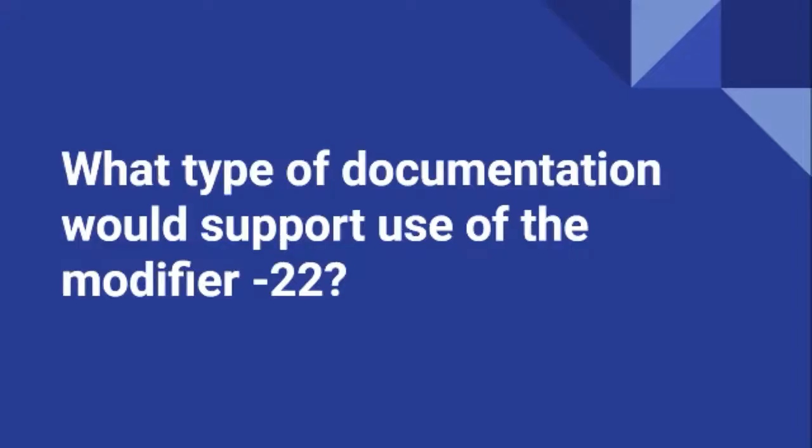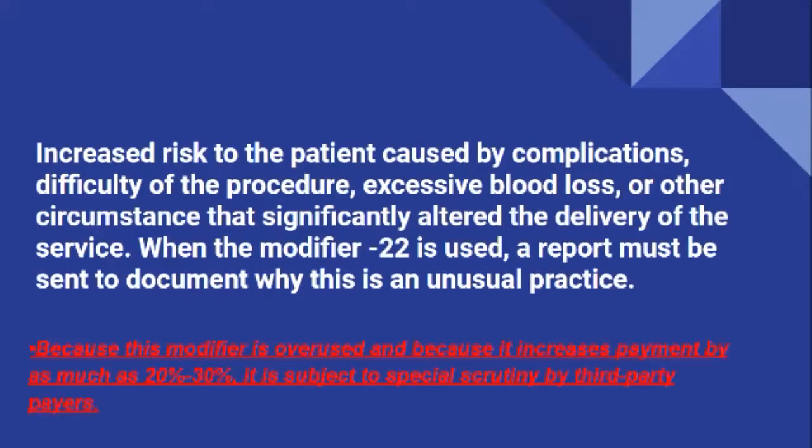So what type of documentation would support the use of the Modifier 22? Well, increased risk to the patient caused by complications, difficulty of the procedure, excessive blood loss, or other circumstances that significantly altered the delivery of the service. When the Modifier 22 is used, a report must be sent to document why this is an unusual practice. Because this modifier is overused and because it increases payment by as much as 20 to 30%, it is subject to special scrutiny by third-party payers.